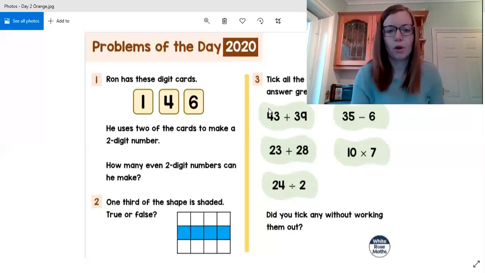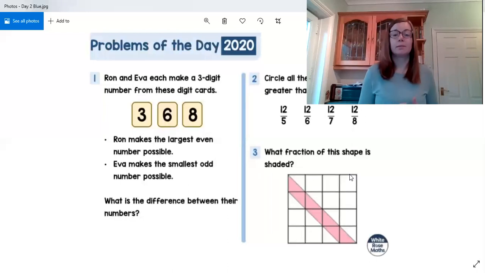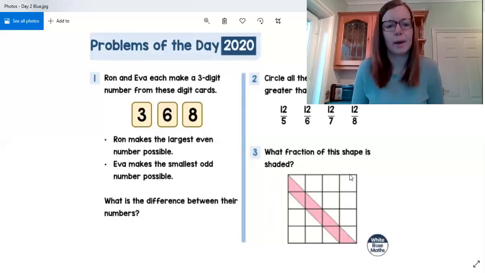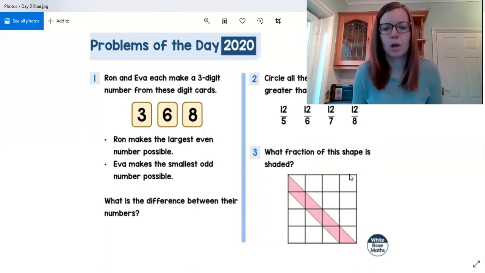So I'm just going to move on to day 2 blue here. Okay. So we've got very similar question again, but just a little bit trickier. This time, Ron's been joined by Eva, and each of them make a 3-digit number using these digit cards, 3, 6, and 8. Ron makes the largest even number possible, and Eva makes the smallest odd number possible. What is the difference between their numbers?